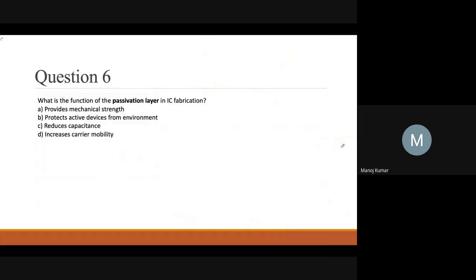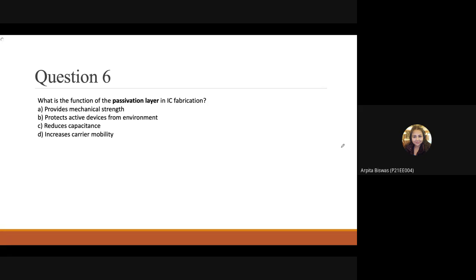Okay. So this is question number 6. What is the function of the passivation layer in IC fabrication? Option A provides the mechanical strength. Option B is to protect the active device from the environment. Option C reduces the capacitance, and option D increases the carrier mobility. Please practice at least 4 to 5 questions on the total delay of this NAND gate, NOR gate, this type of things.